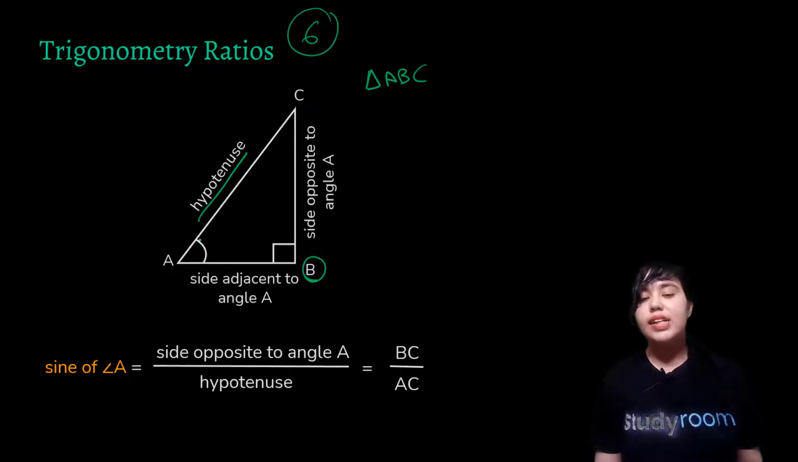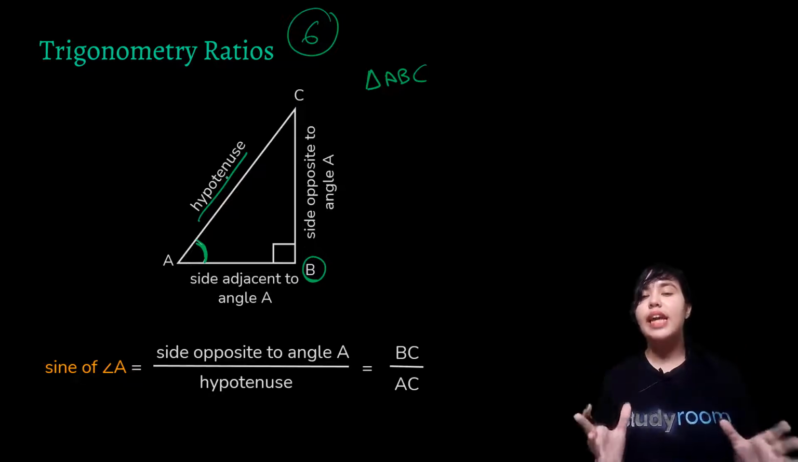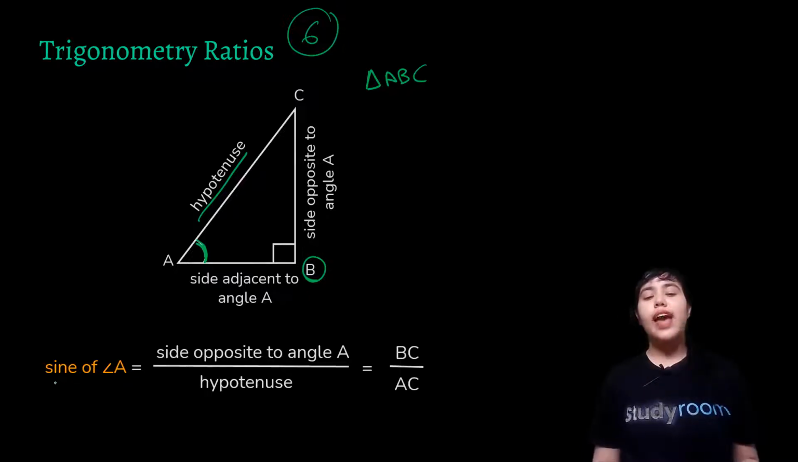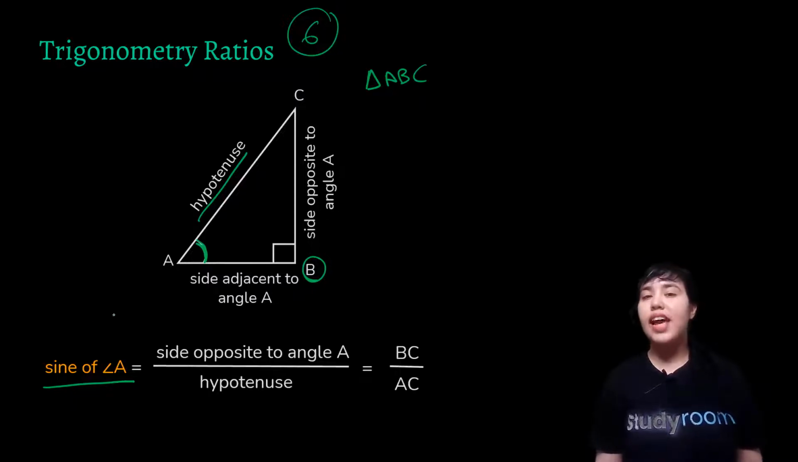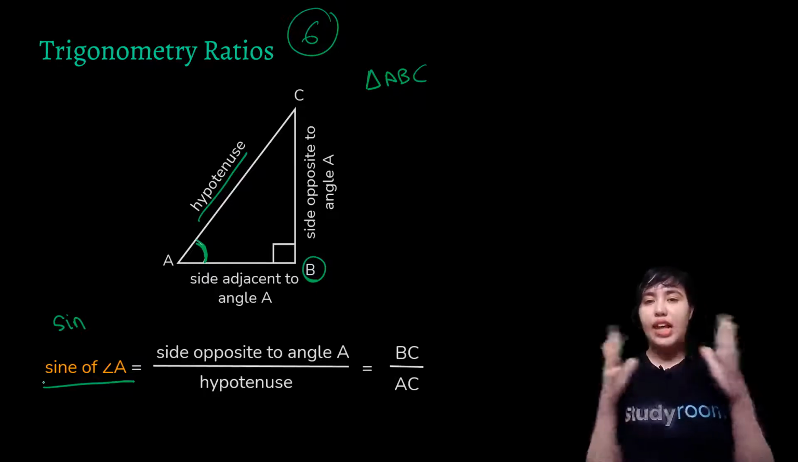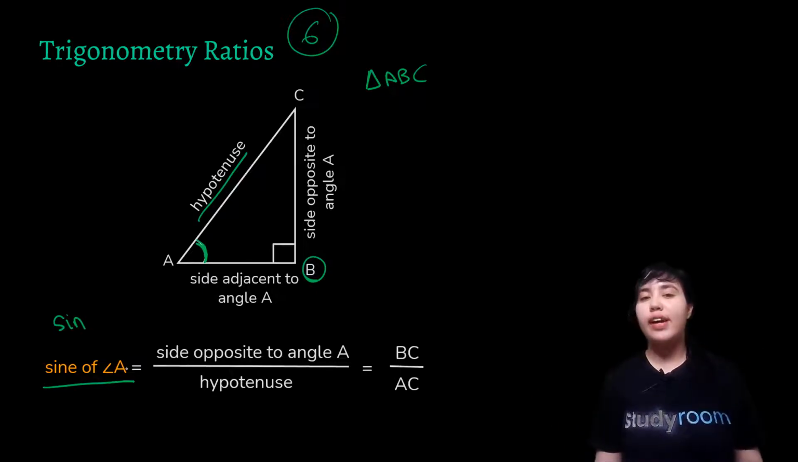Now, if I consider angle A, the side adjacent to angle A is AB. And what is the side opposite to angle A? That is BC. These 3 things will be enough to help you find the relationships between angles and sides. So here we have sine of angle A. Can you tell me the abbreviation for sine? It is sin. If I write it in words, I write sine of angle A, otherwise I can just write sin A.